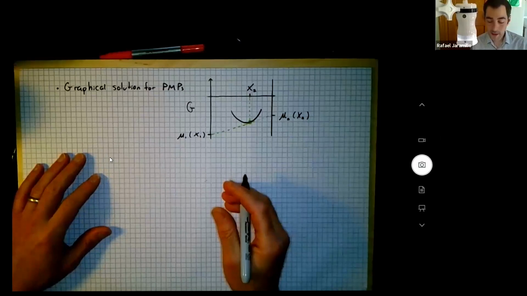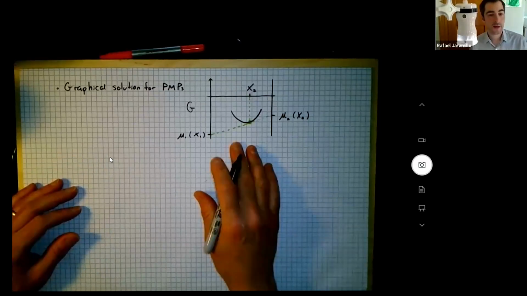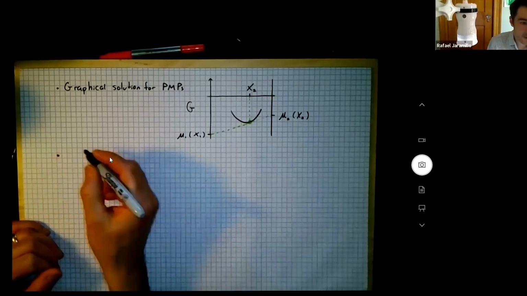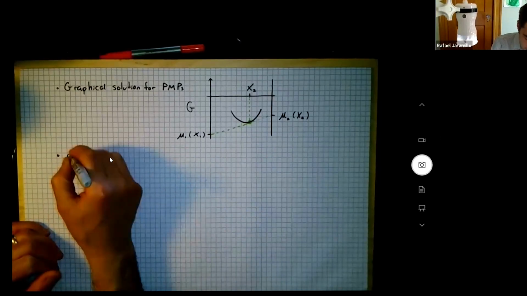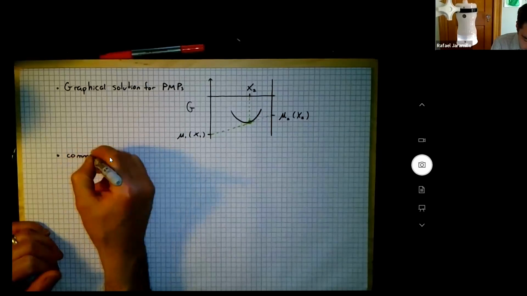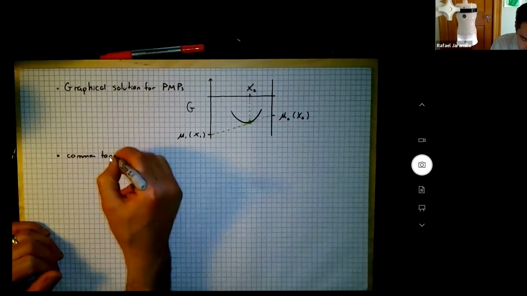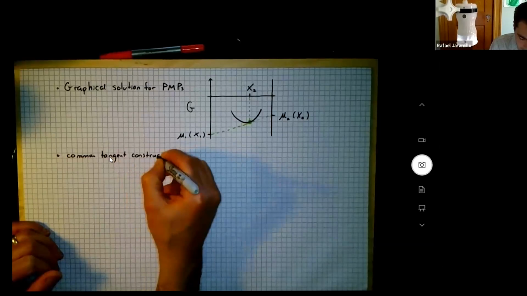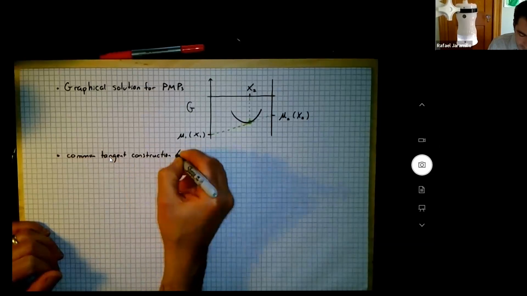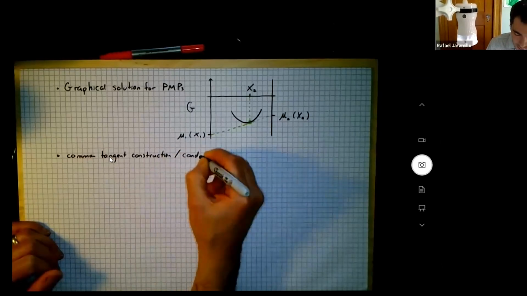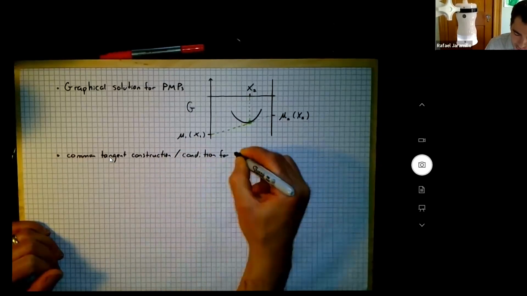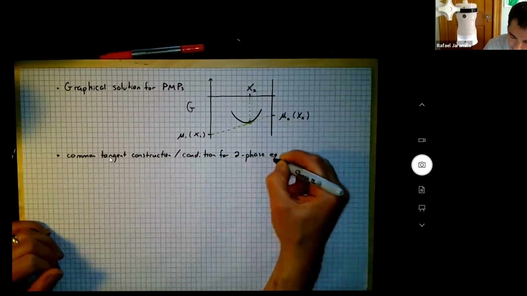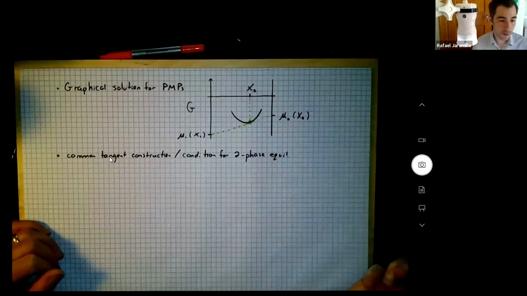So what we're going to do now is use this tangent construction for the case of two different phases. This becomes a common tangent construction, or if you like, you could just call it a condition for two-phase equilibrium. So how does that look?